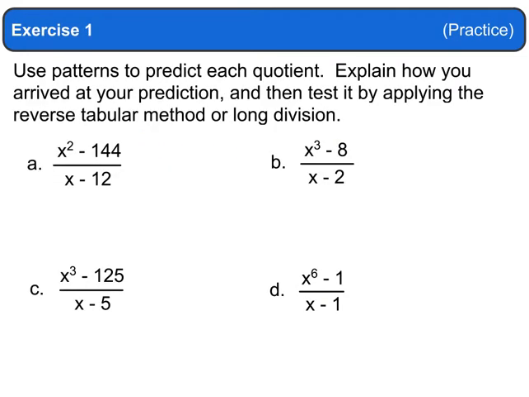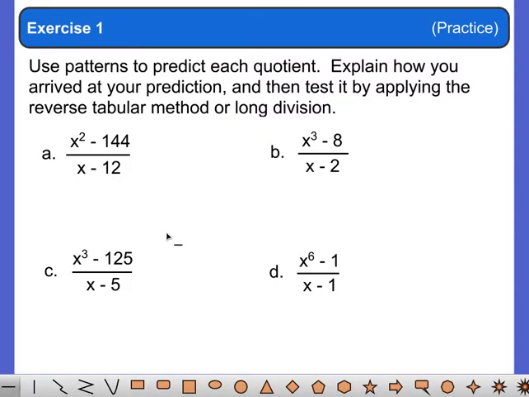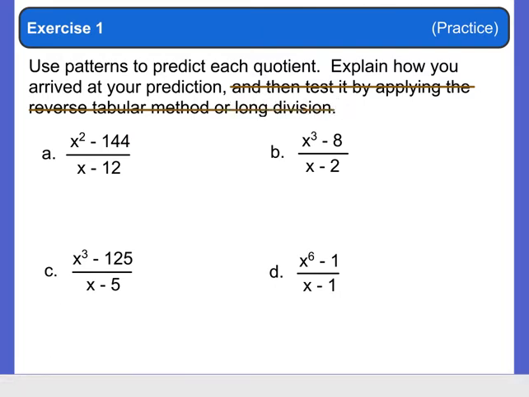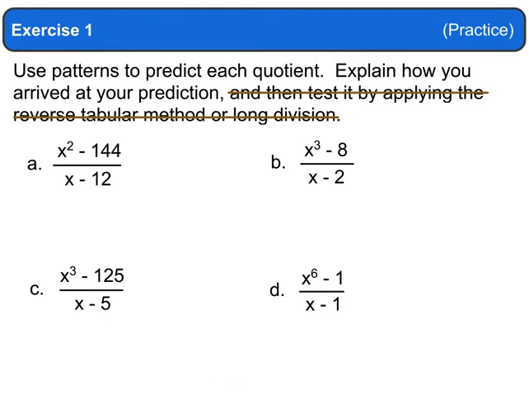Like in exercise number 1, it says use the patterns to predict each quotient. We're going to take advantage here of the difference of squares, sum of cubes, and difference of cubes. It also says explain how you got your prediction, and then test it by applying the tabular or reverse. We're not going to do this part here. We purely want to focus on identifying the difference of squares, difference of cubes, and then sum of cubes.